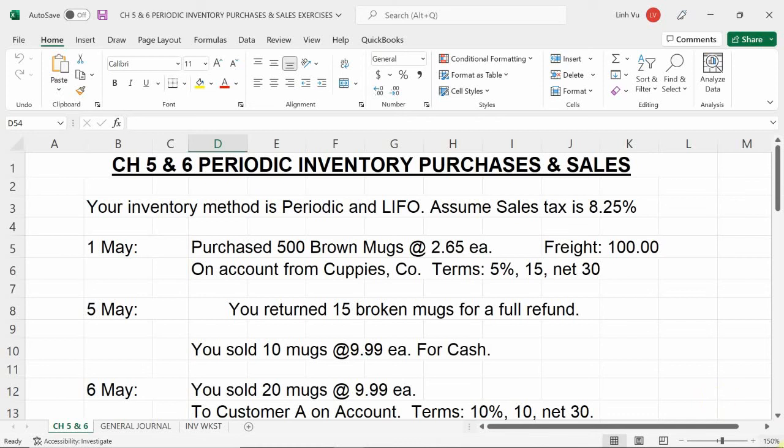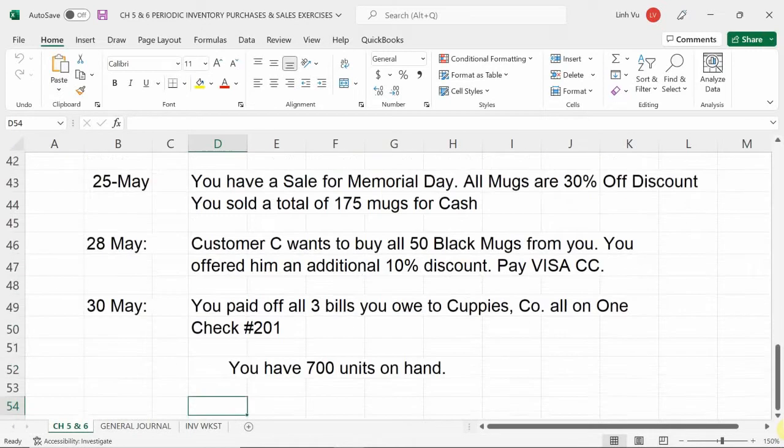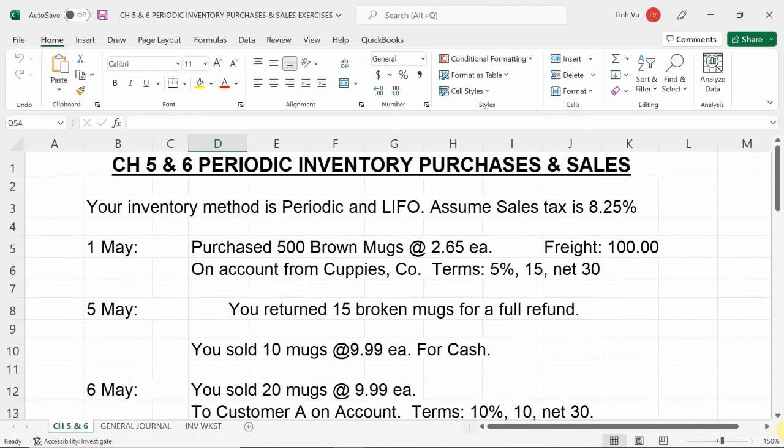All right, so chapter 5 and 6, periodic inventory, purchases, and sales, okay? So here we're doing a full blast exercise that includes all the concepts we learned in chapter 5 and 6. Now, in this case, what I want you to get away from this is a pre-notion to what's going to happen in the last 5 weeks of class, right? This is going to be an example of what would happen when you're constantly selling, constantly purchasing, and dealing with customers as well as the vendors, right?